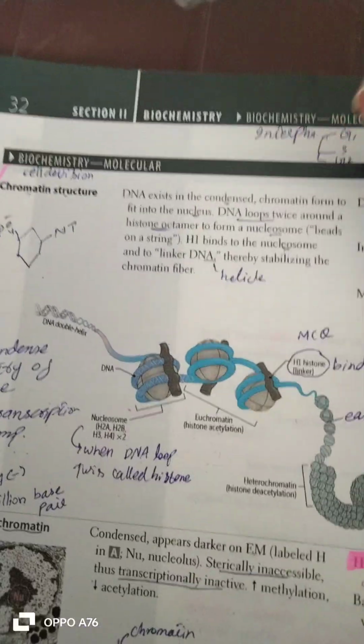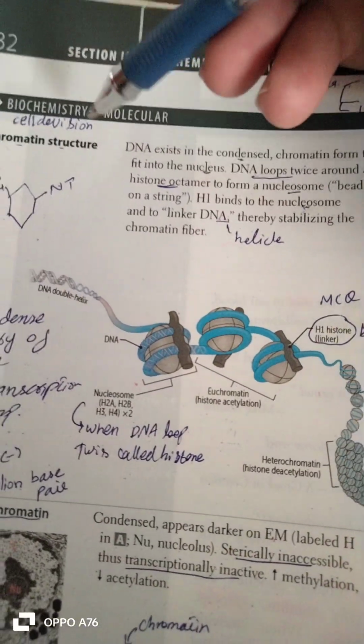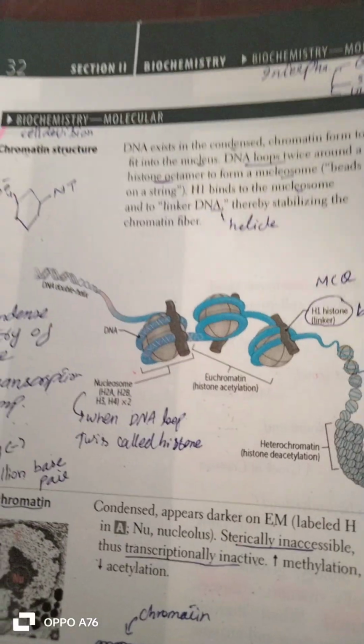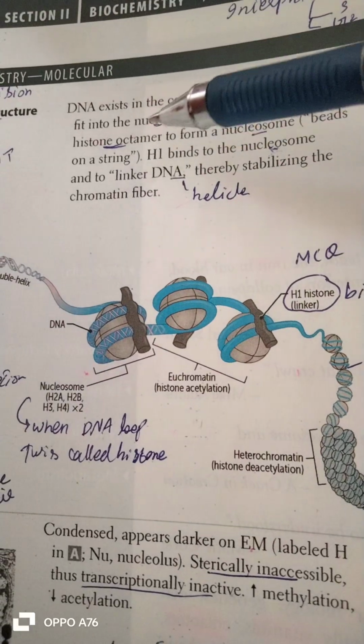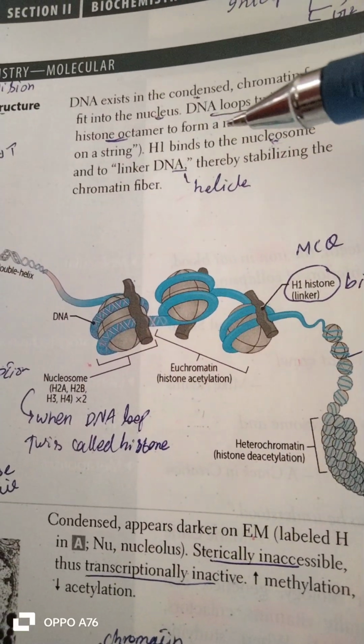I am starting Biochemistry today. First of all, we will study the chromatin structure. What will we study in chromatin structure? See, there are two types of chromatin. DNA exists in the condensed chromatin form to fit in the nucleus.